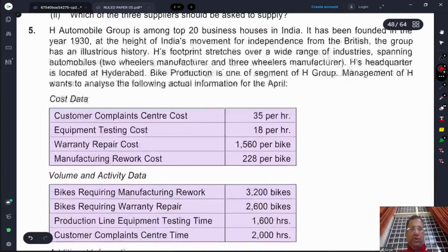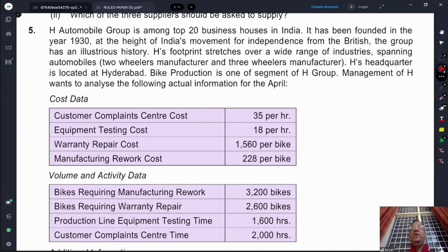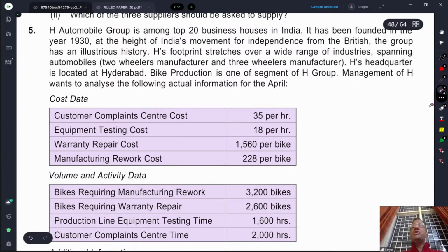चलिए. Now question number 5 is comparatively simple question as compared to question number 4. Okay, let's read out question number 5. H Automobile Group is among top 20 business houses in India.